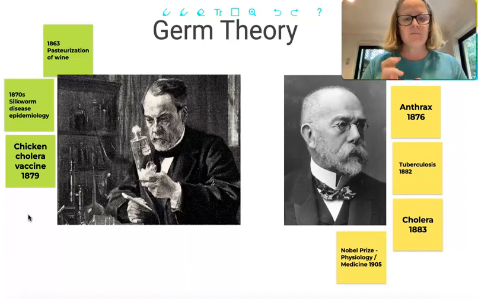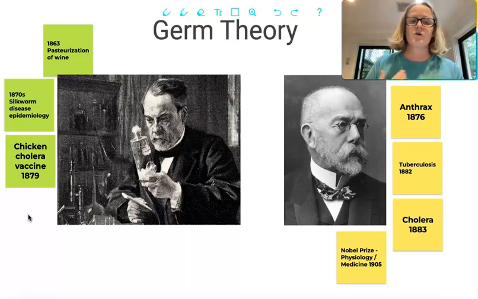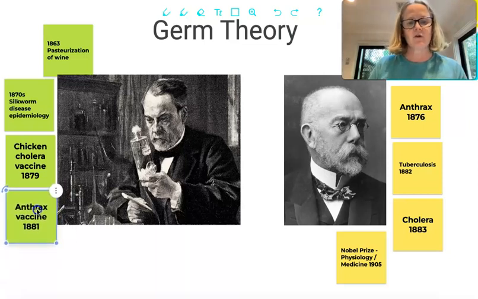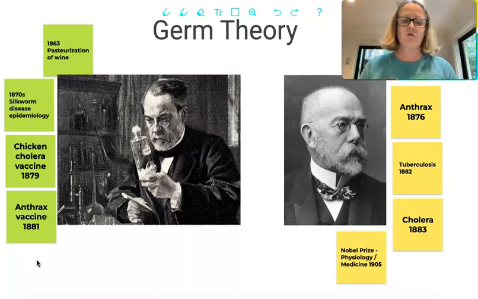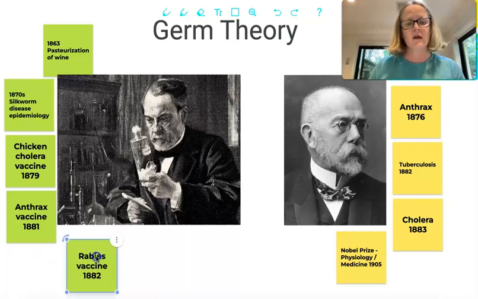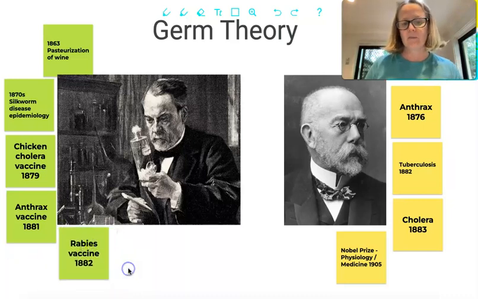So Pasteur started looking at cholera in chickens. It's a different kind of cholera to the cholera that affects us, but it has similar symptoms. And he worked out how to get a vaccine for chicken cholera in 1879. He noticed that Koch had been purifying anthrax bacteria, so Pasteur was able to use that purified bacteria to develop a vaccine for anthrax in 1881, and he also went on to develop a rabies vaccine in 1882.